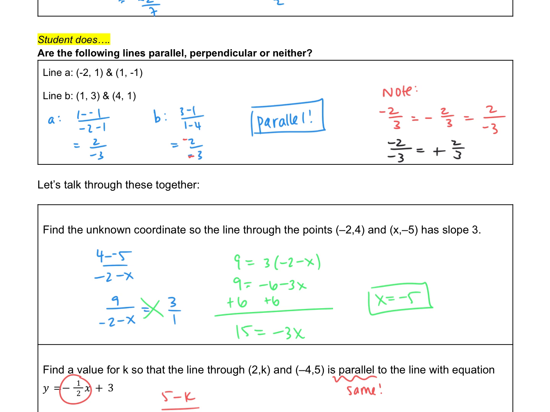If you put it as 3 over 1, we can cross multiply. And you end up with -5, I believe. Do you guys agree? Okay. I started the last one but didn't finish, and so I want to make sure we finish together.